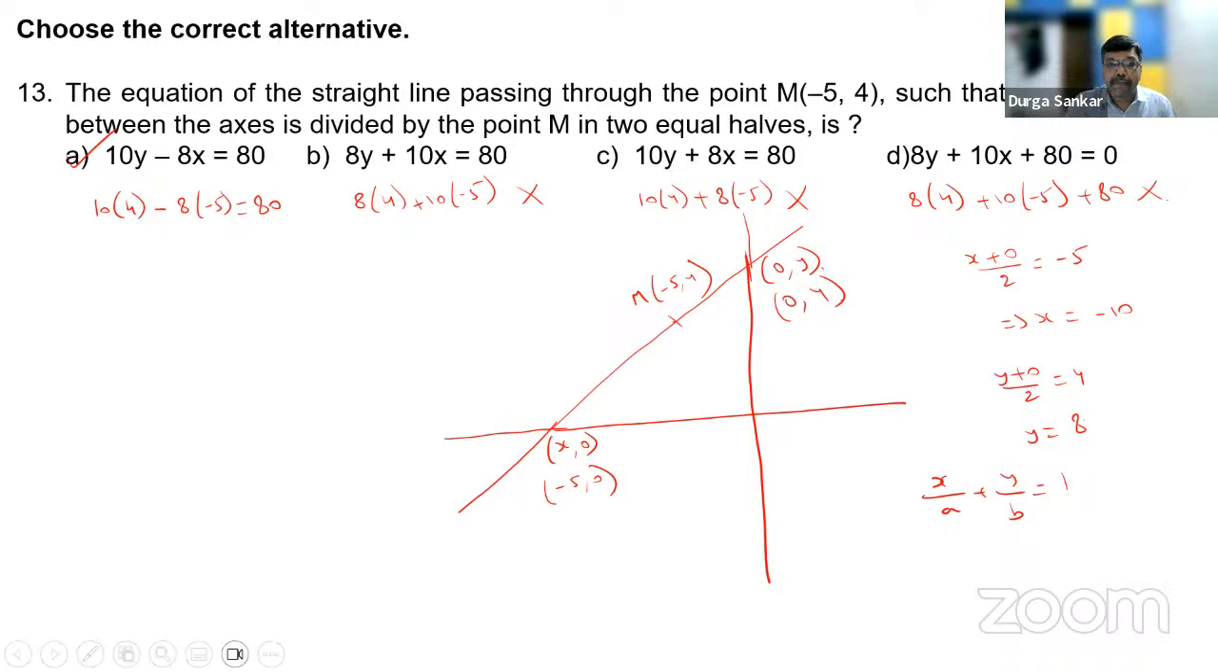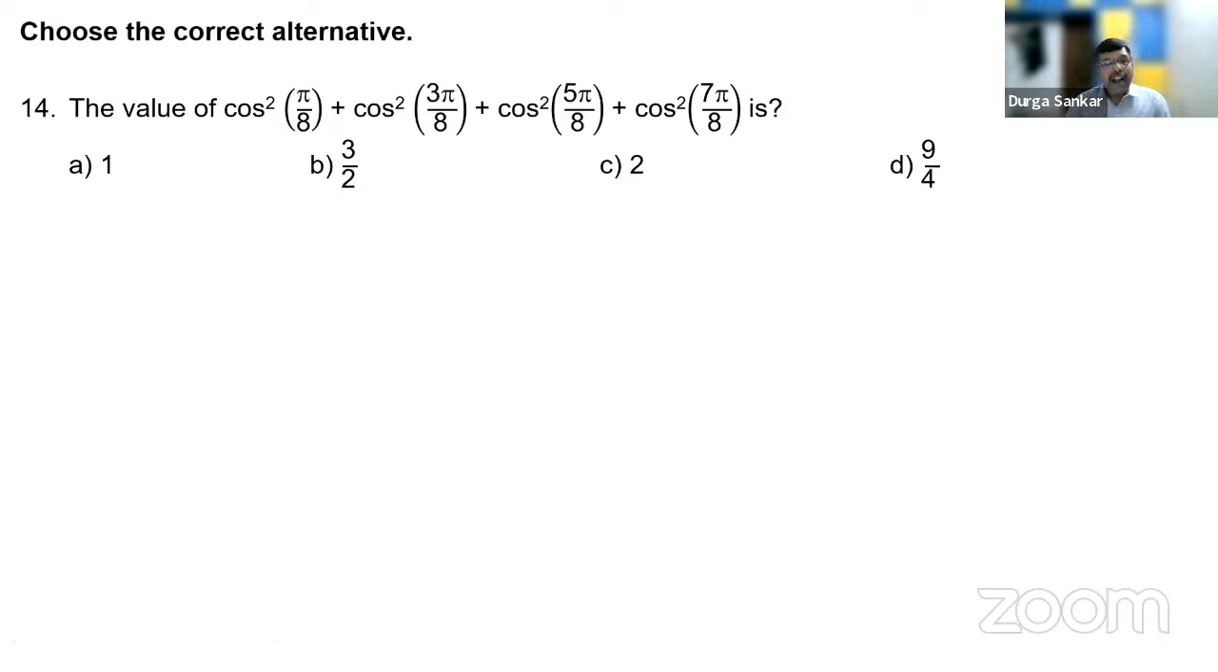Next one. The value of cos square pi by 8 plus cos square 3 pi by 8, etc. Now, we know that most of these type of questions end up being simple. All that we are supposed to do is to identify the terms where we need to replace them with another term that will give us an opportunity to use one of the defined trigonometric properties. So cos square theta, the moment we see that, the first property that we try to apply is sine square theta plus cos square theta is equal to 1.